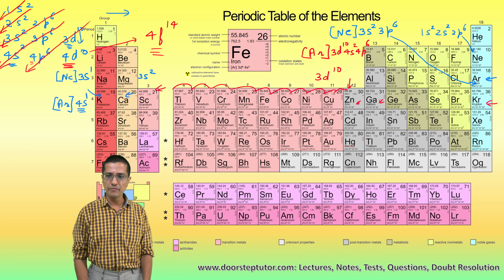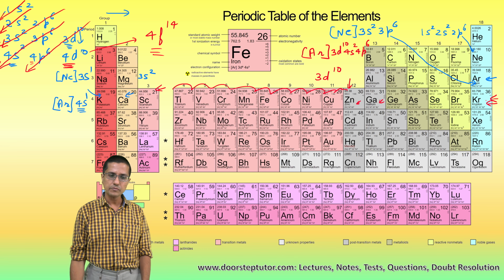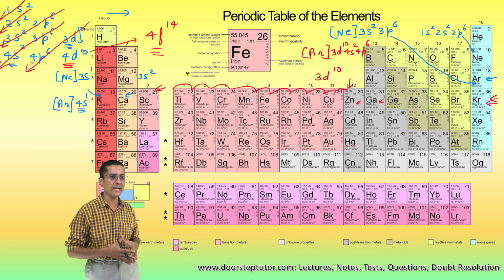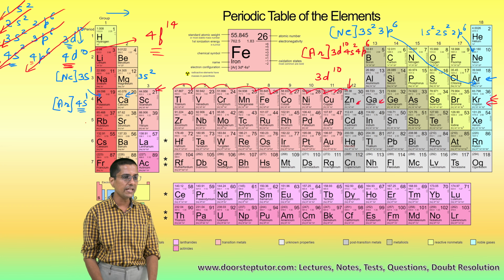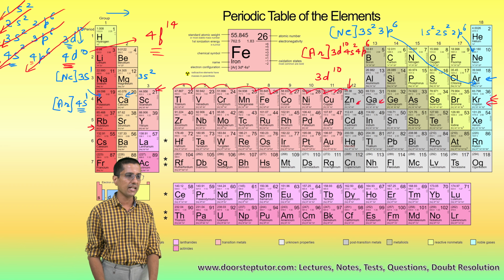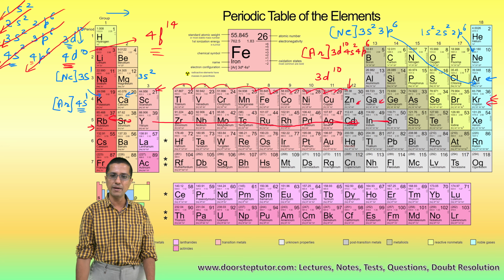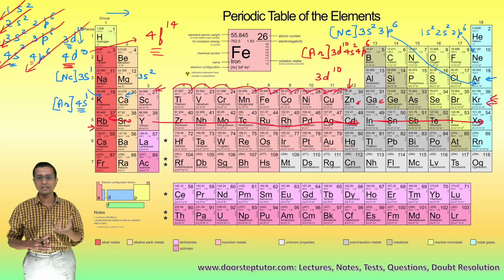With this we have reached krypton. In the next period, the fifth period, we will be filling up the fifth shell. So it will start from 5s. The 5s will get filled here, and then the 4d, remember the 4d has not yet filled, so the 4d orbital will get filled till we reach cadmium. Then the 5p orbital will get filled from indium onwards, and we will reach xenon.